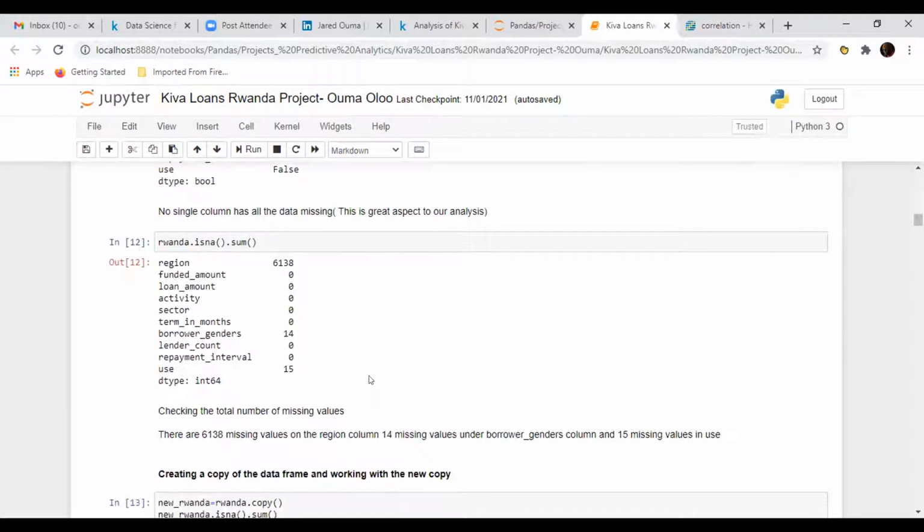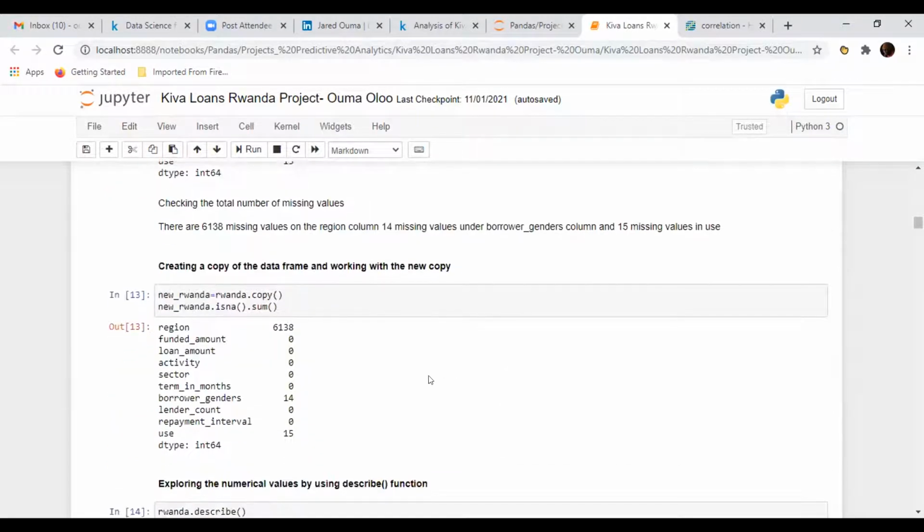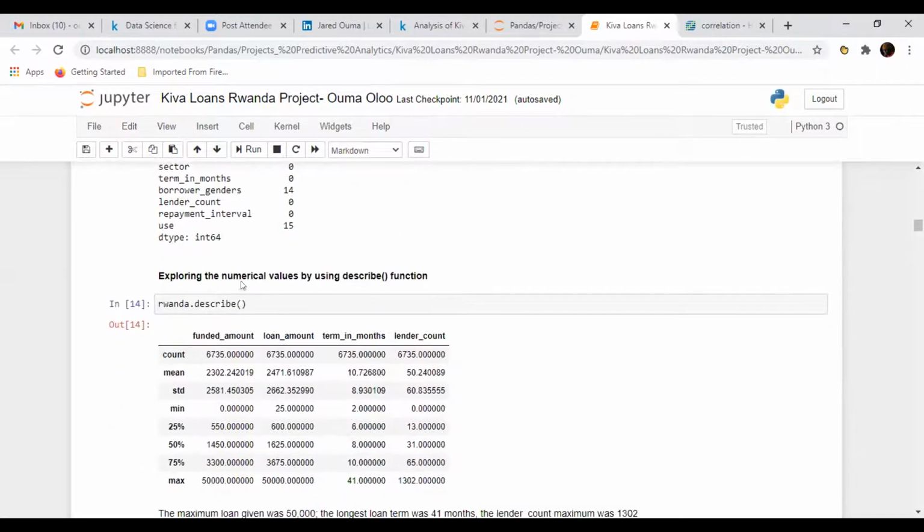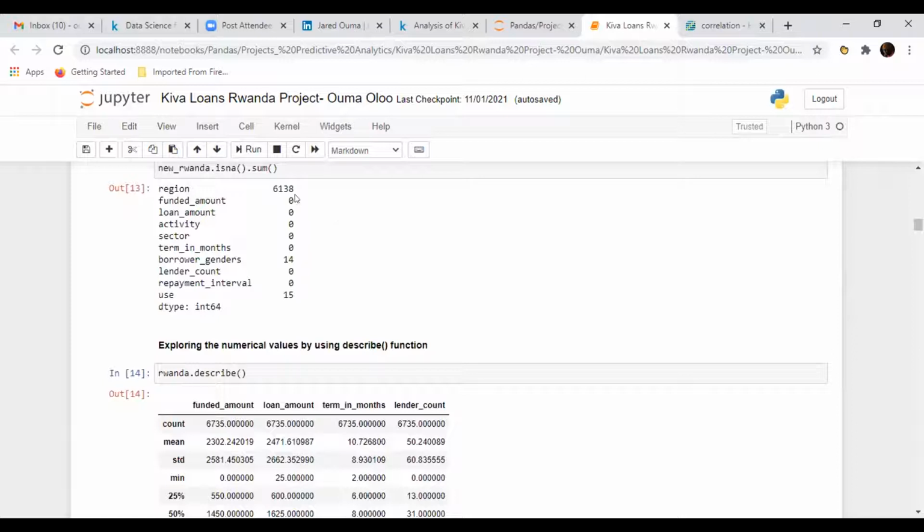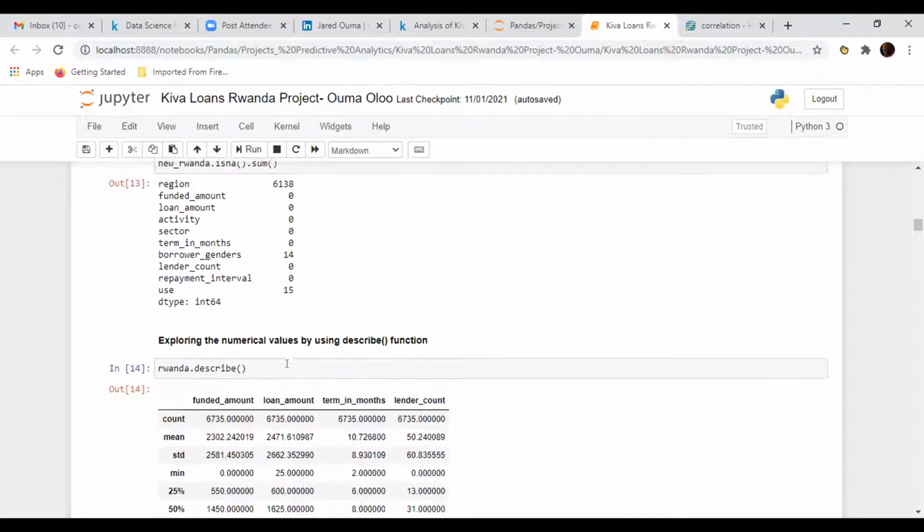Then I checked on the total missing values, which there were 6,138 missing values on the region column, as displayed here, 14 on borrower's gender, and 15 on the use column. Then I had to create a copy of the data frame and start working with a new copy. So when I ran that, that's what I got. You can see there are some missing values.